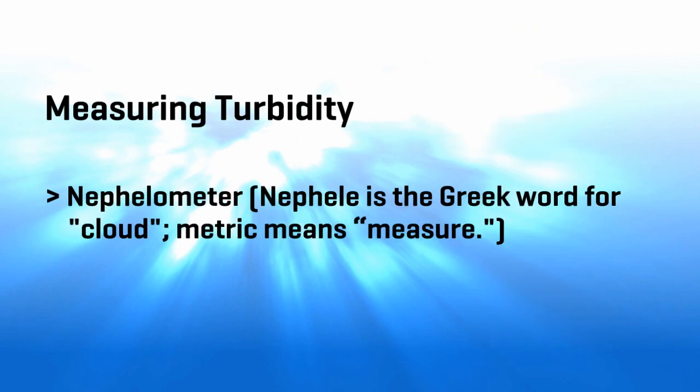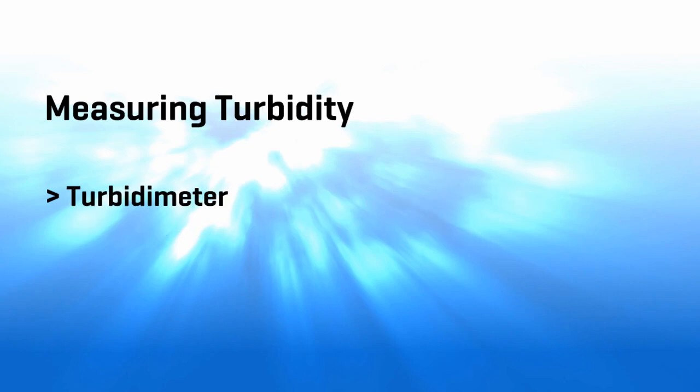A nephelometer is basically just an instrument that can measure turbidity. And again, I break it down where you get it from, the nephelo for cloud and metric for measure. I don't know that you really need to know that, but it's interesting. A turbidimeter is one that can measure from two different angles, and we'll discuss that a bit more in a minute.